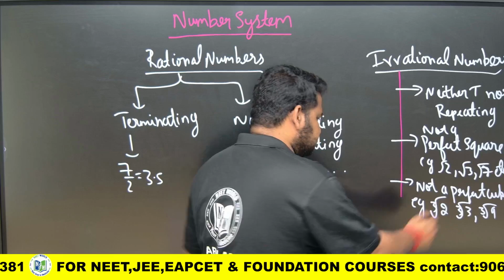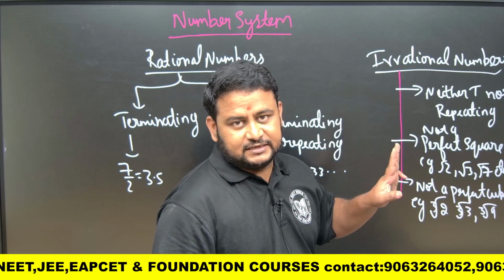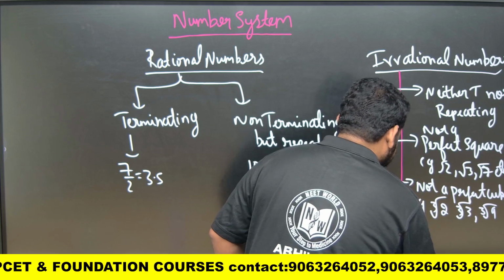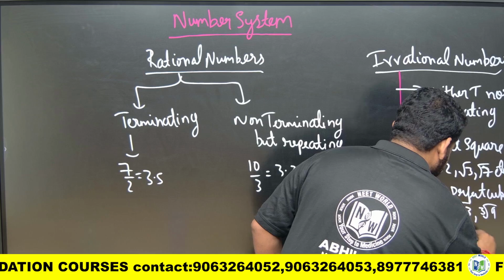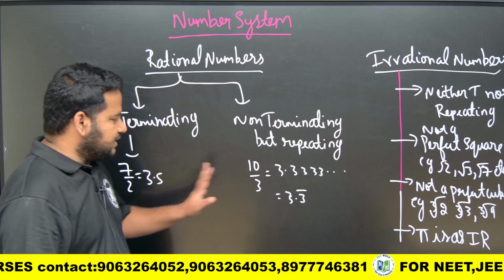But square root of 9 exists. Square root of 9 is what? Square root of 9 is 3. So, that is a rational number. 3 can be written as 3 by 1. And another thing is pi. Pi is also irrational. IR means I am writing it as irrational number. Till here we have learnt.